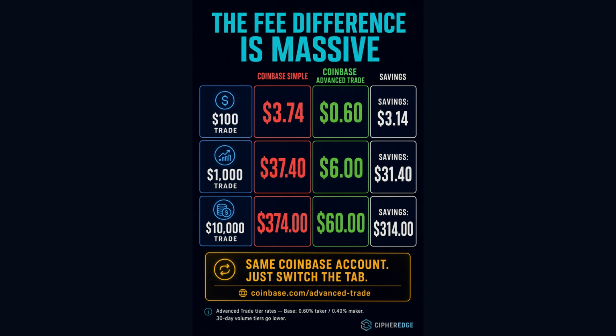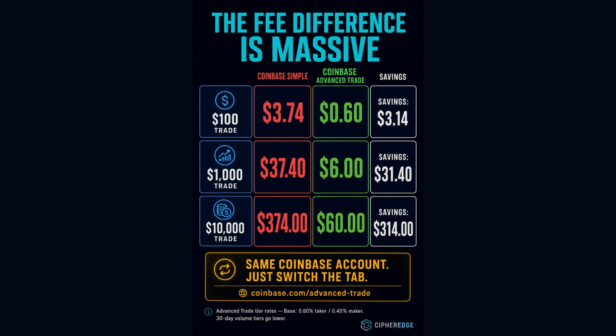Let's get into it. Let's make the fee math clear, because this is the thing that should grab your attention. Coinbase Simple charges up to 3.74% per trade. That's their retail rate, and it applies to most people on the default interface. Coinbase Advanced Trade, at the base tier, Advanced 1, which covers under $10,000 in 30-day volume, charges 0.60% on taker orders and 0.40% on maker orders.